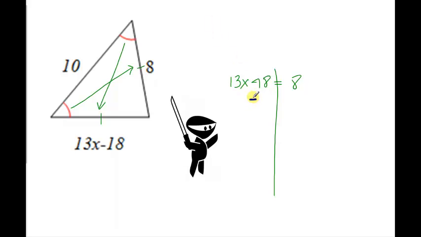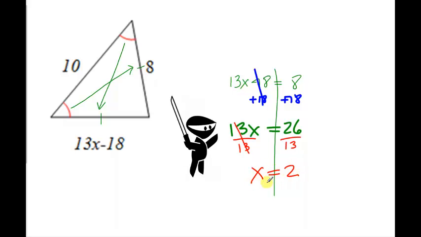Let's solve this. Adding 18 to both sides, I've got 13x on this side, and 8 and 18 added up make 26. Dividing by 13, 13 divides nicely into 26. No decimals this time. X is equal to 2.